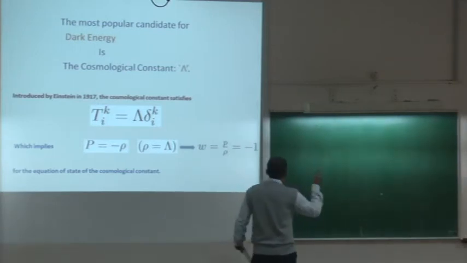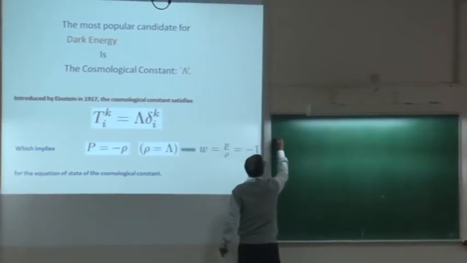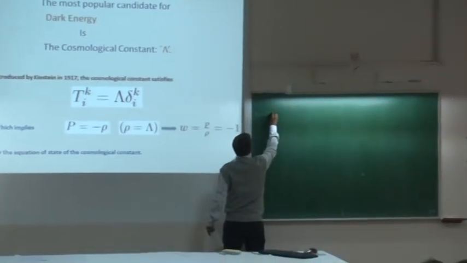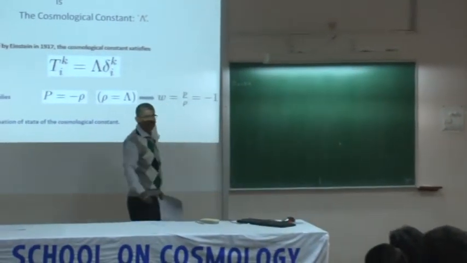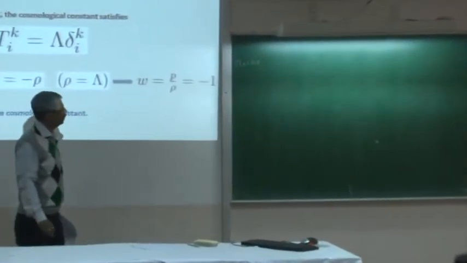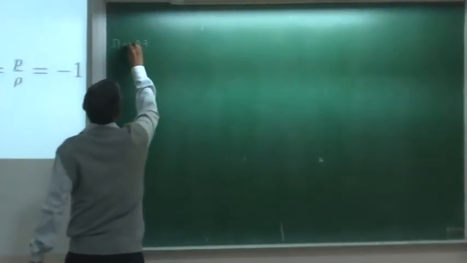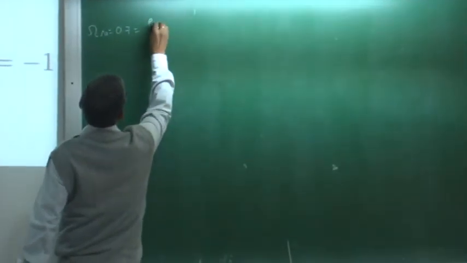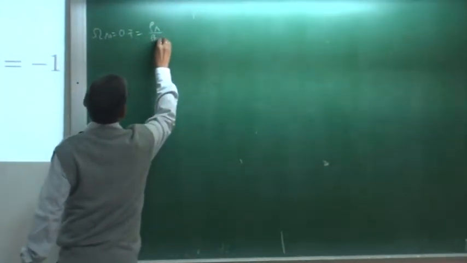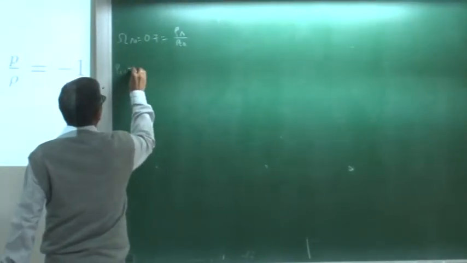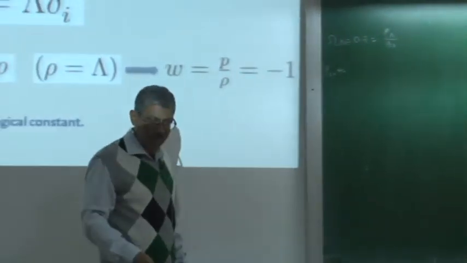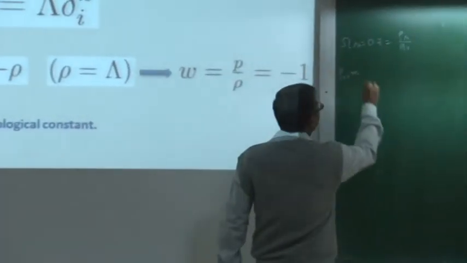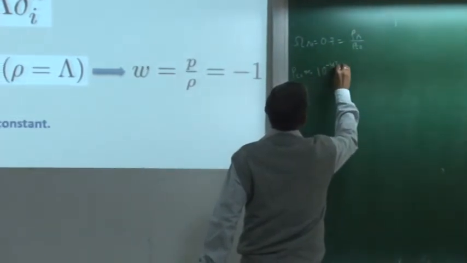Okay, so ultimately what we got is that omega lambda is roughly 0.75, which we got from all the observations, roughly 70% of the universe. Omega lambda naught is nothing but rho lambda by rho c naught, right? That I told you earlier. And rho c naught is the energy density. If I put all the values in natural units, this is roughly around 10 to the power minus 47.